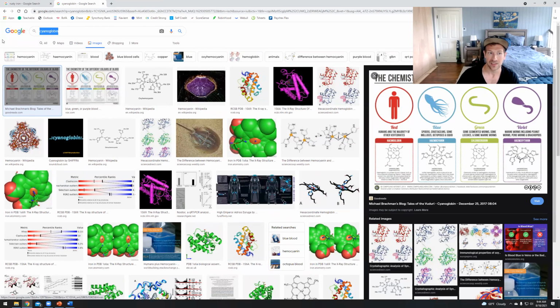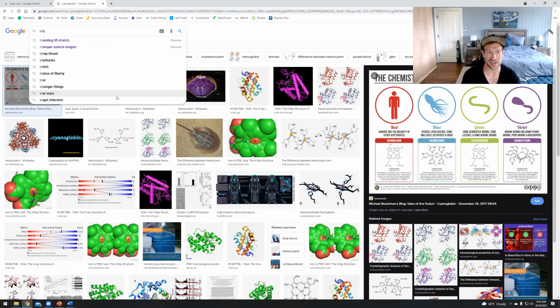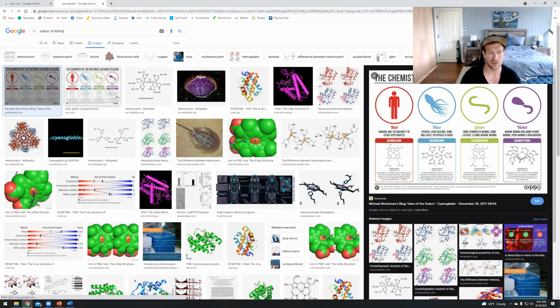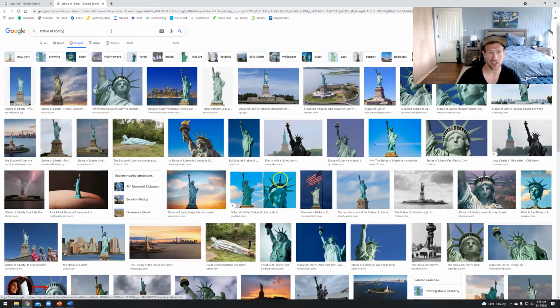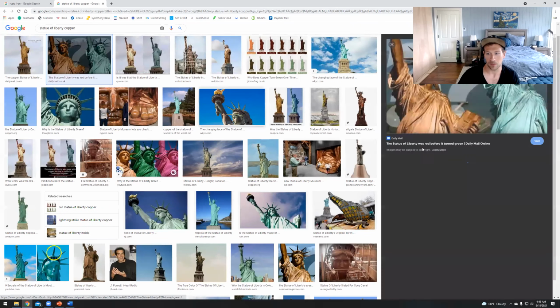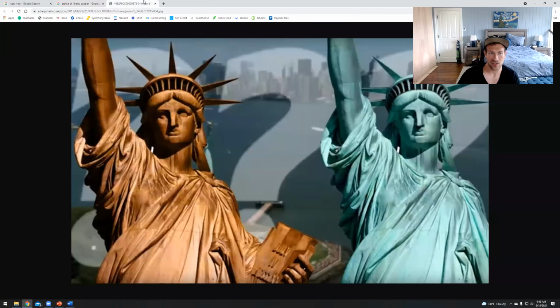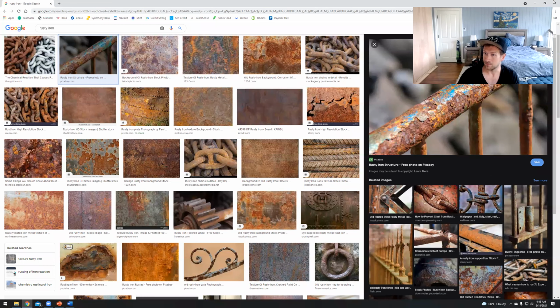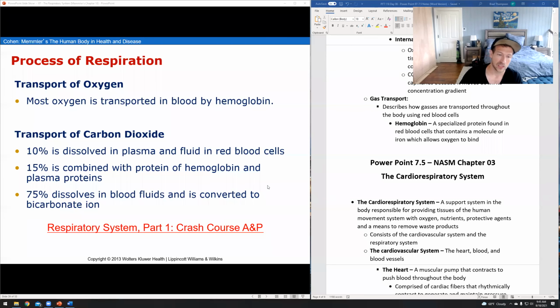And that's why the Statue of Liberty is kind of a greenish color, because it's mostly made up of copper. And so when oxygen binds to iron, it turns red. When oxygen binds to copper, it turns blue. And that's why starfish have blue blood. They use copper.